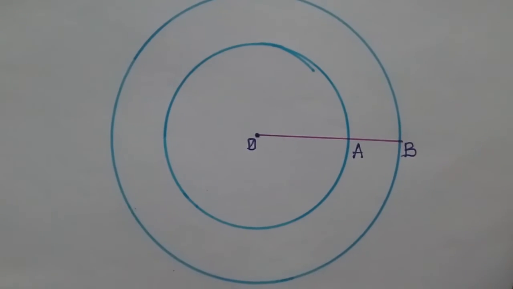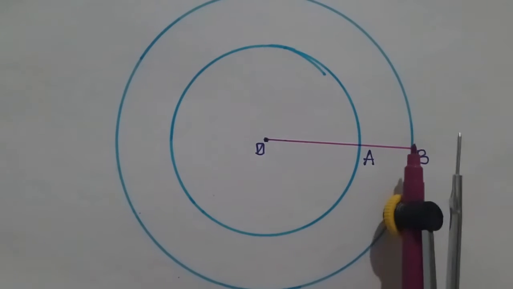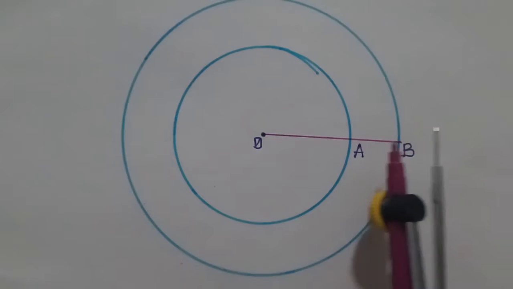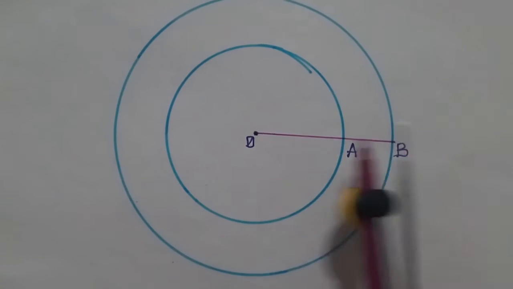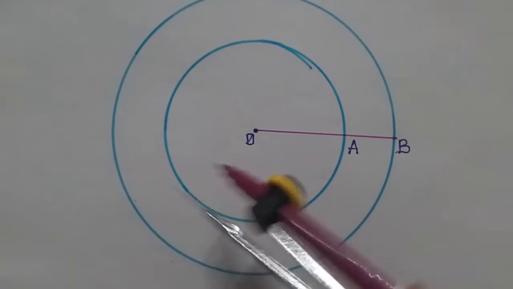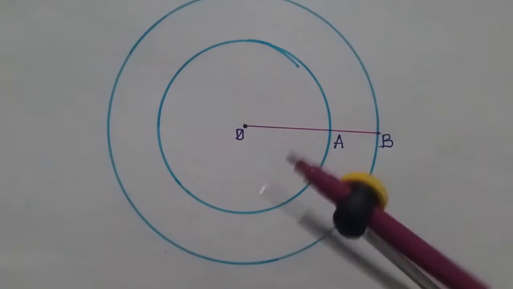Now draw the perpendicular bisector of OB for the bigger circle. A perpendicular bisector divides a line into two equal parts. Suppose this is a 6 cm radius, then it will divide into 3 cm and 3 cm.